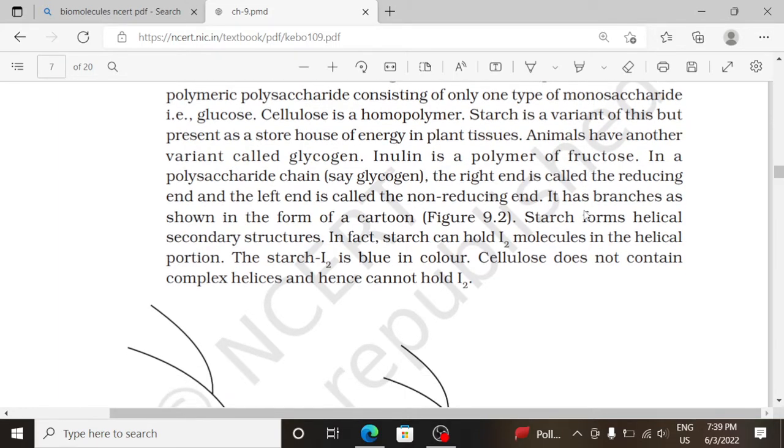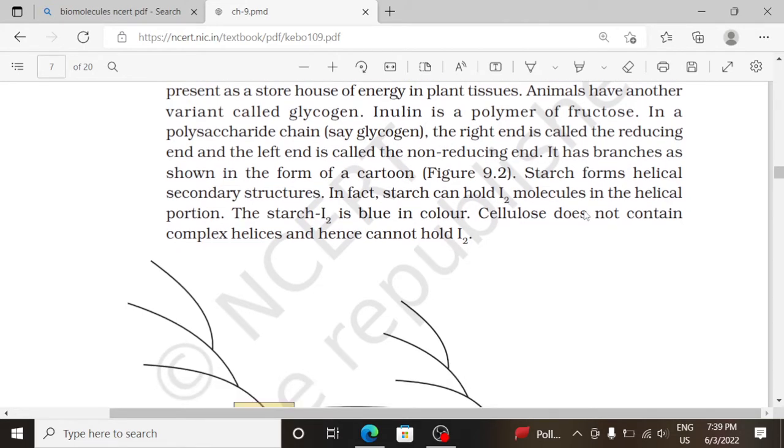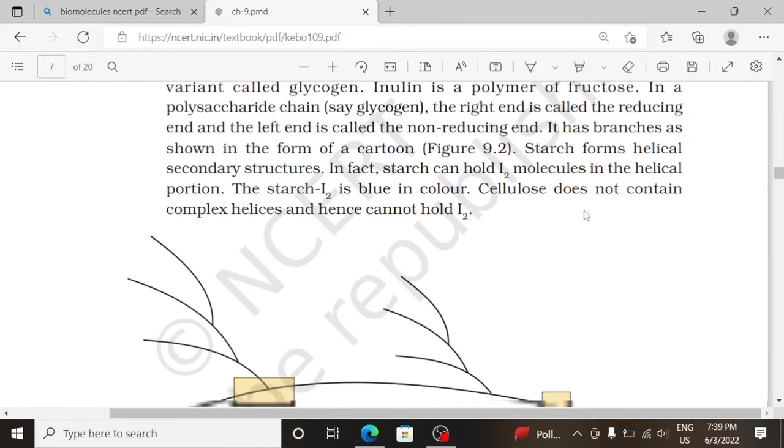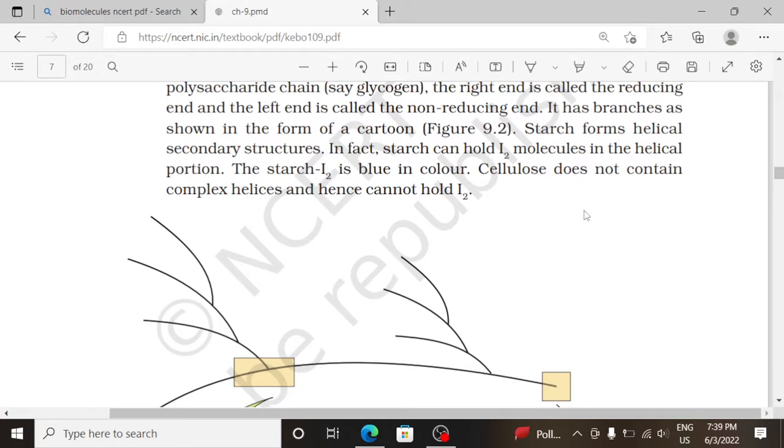Animals have another variant called glycogen. Inulin is a polymer of fructose. In a polysaccharide chain, say glycogen, the right end is called the reducing end and the left end is called the non-reducing end. It has branches as shown in the cartoon.